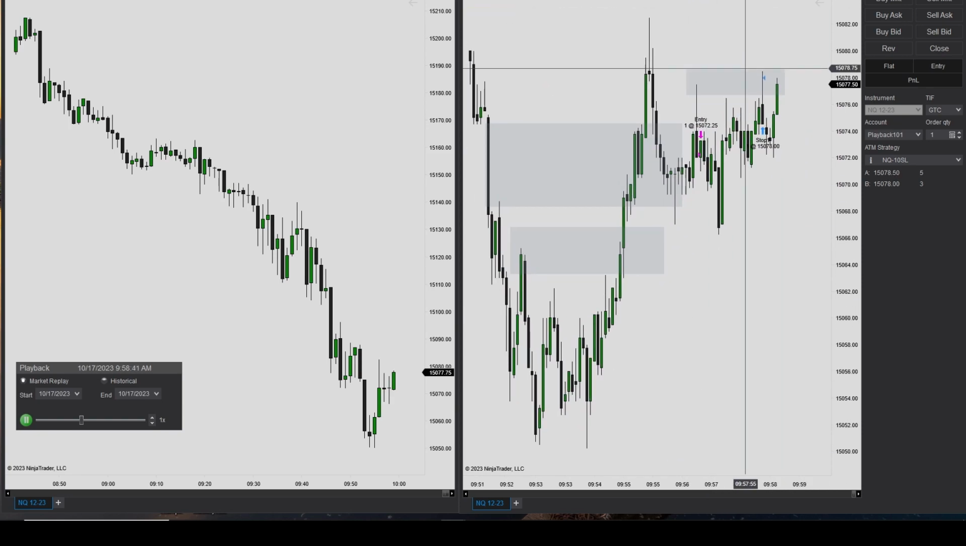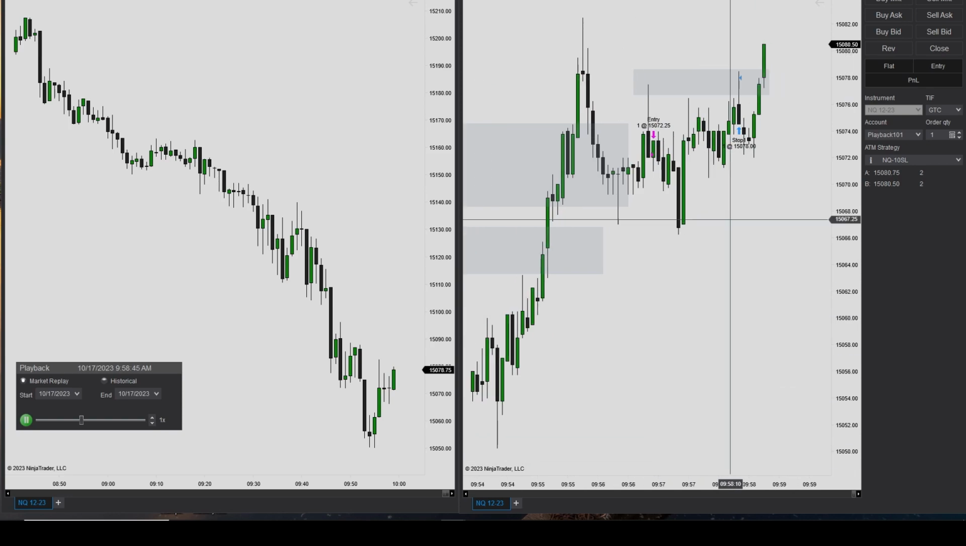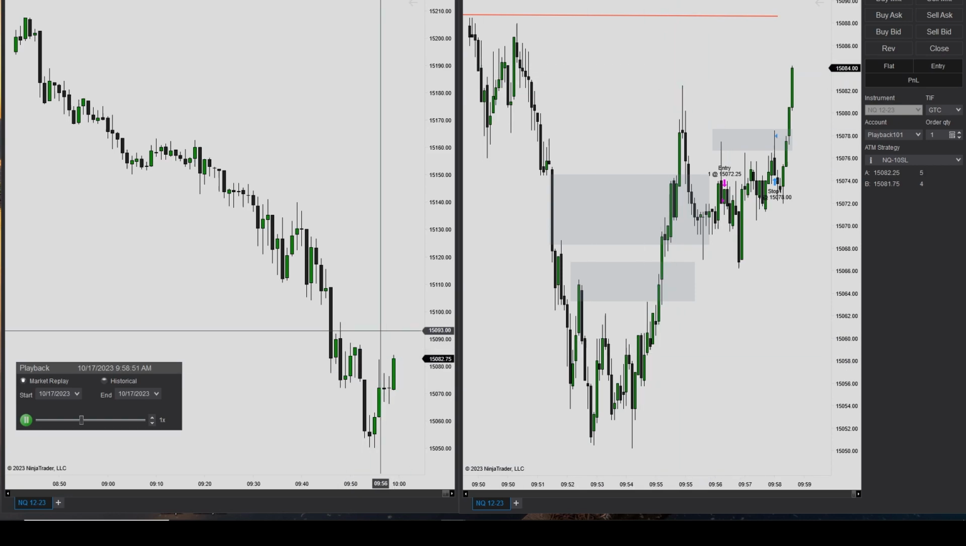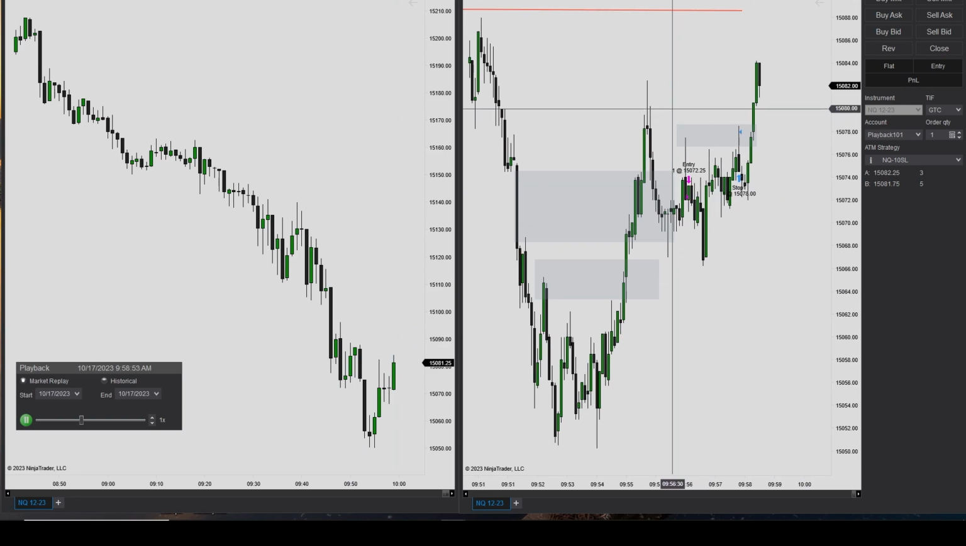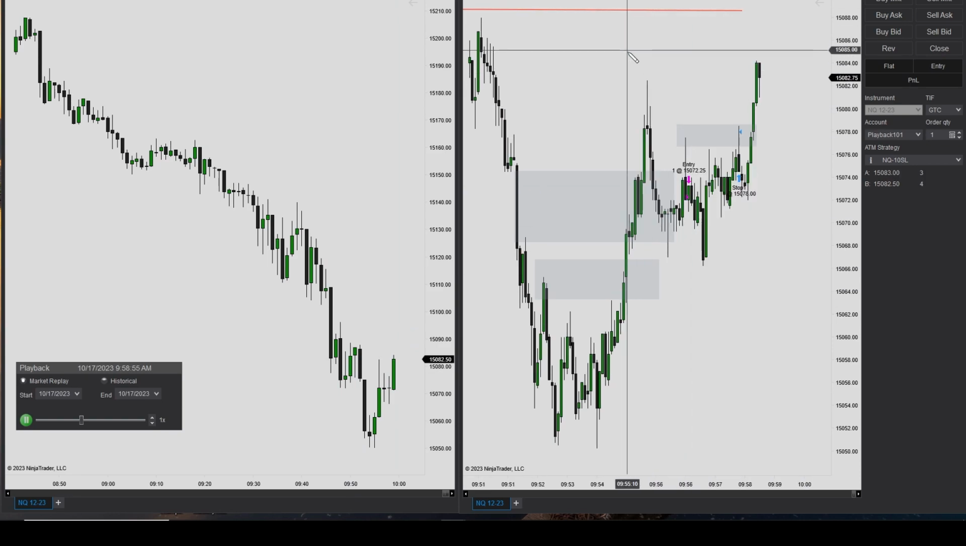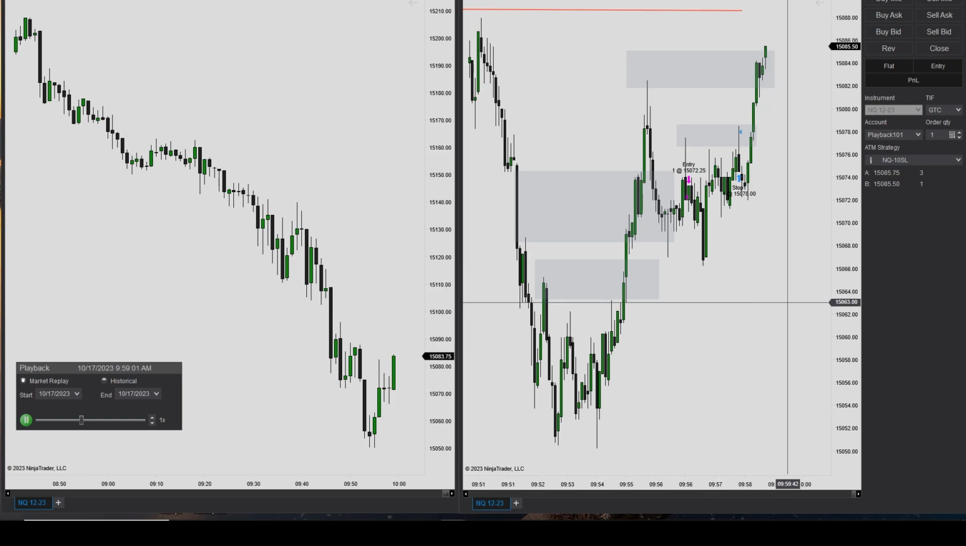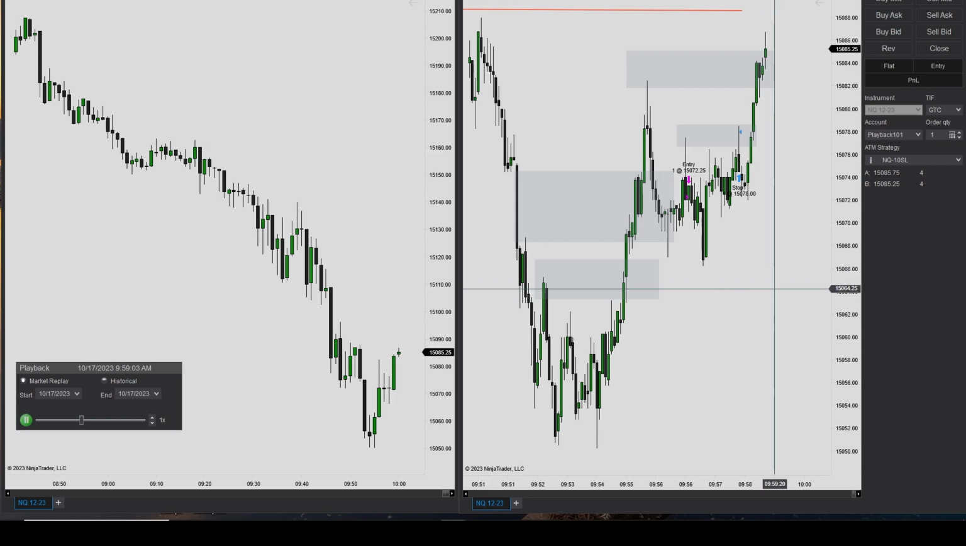Excuse me. If we preserve this high, I'll go short. Nope. Alright, so we may be looking to break structure up here, unless this is just a sweep of liquidity. Looks like it's kind of lagging.